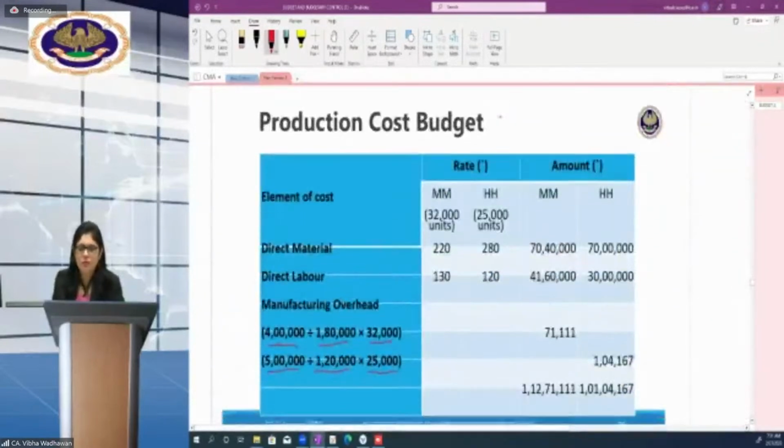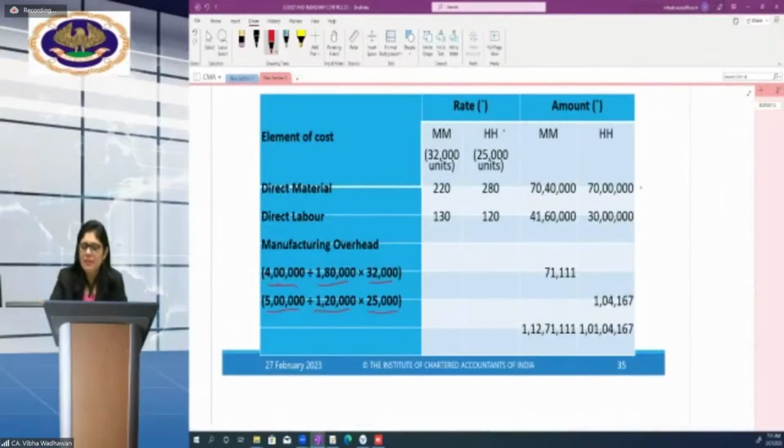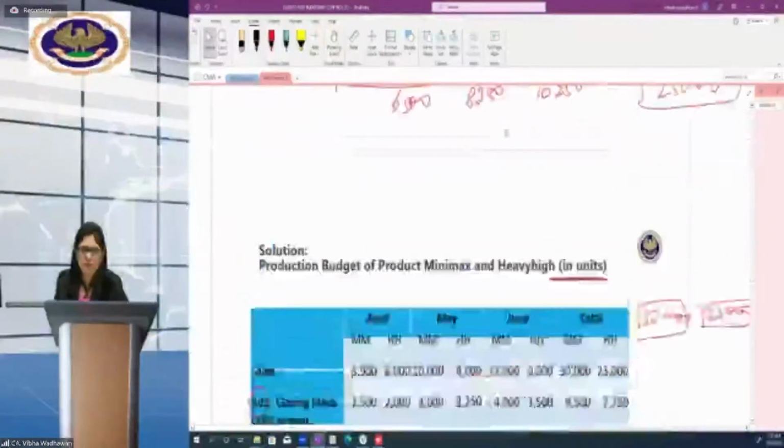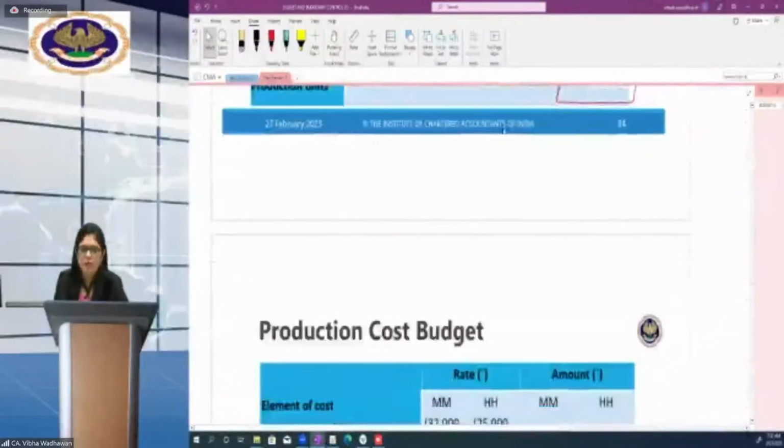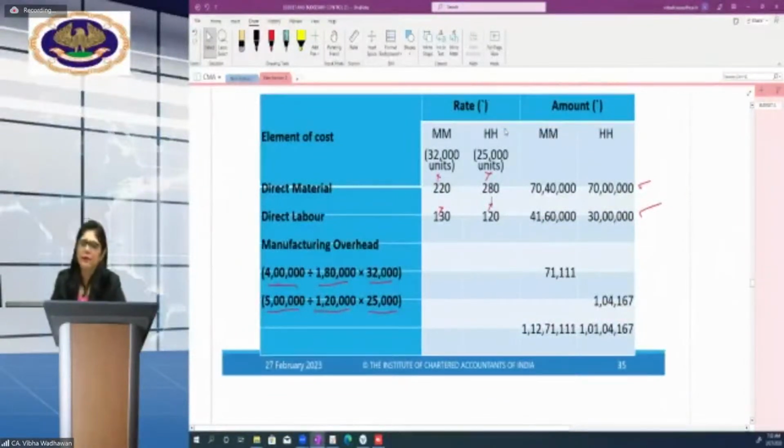So take note of the production cost budget. This is the material cost and the labor cost we have calculated. We have just multiplied by the units. And then the manufacturing overhead absorption rate we have calculated. How do we calculate? Manufacturing overheads divided by total hours, if they have given in hours. Okay, they have given in units. So absorption rate per unit is given, and that way you can calculate. So absorption rate multiplied by the number of units, for both the products, you will get the manufacturing overheads. So the total production cost for Minimax is this, and the production cost for Heavy High is this.